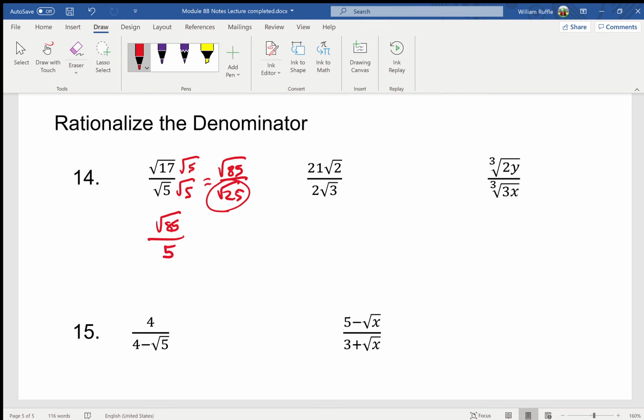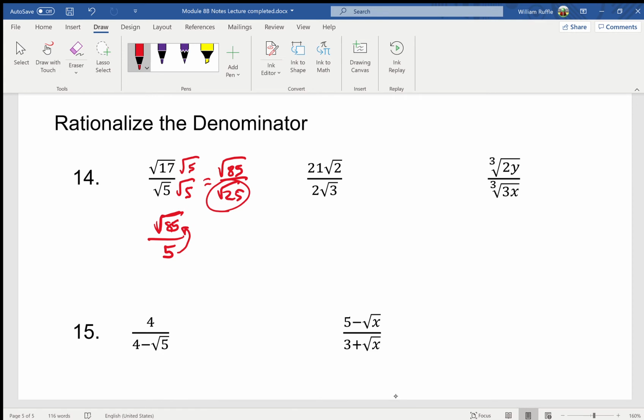Now, you must resist the temptation to reduce the 5 and the 85. This 5 is not under the square root. This is under the square root, so they're not the same. You cannot reduce them. Now, if they're both outside the square root or both inside the square root, yes, you can. We did that earlier when we were doing our division. But if one's in, one's not in, you cannot reduce.